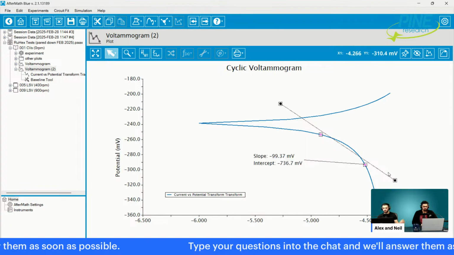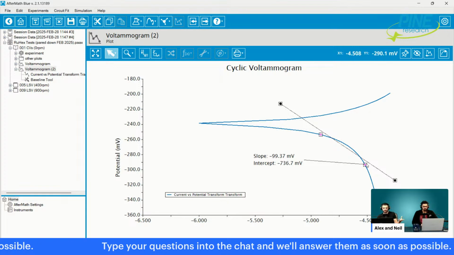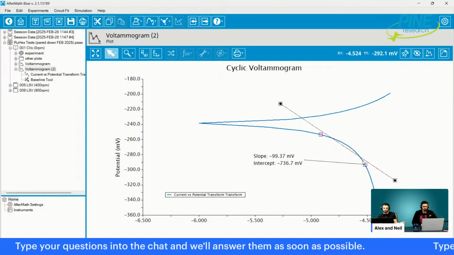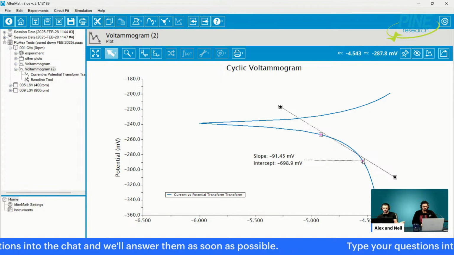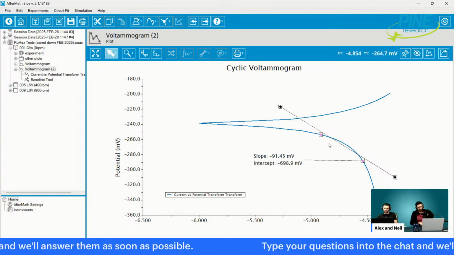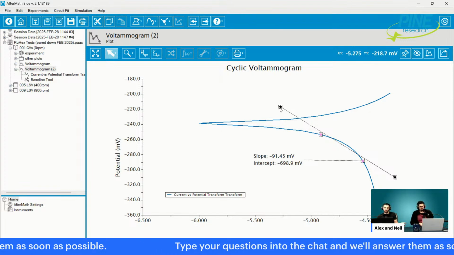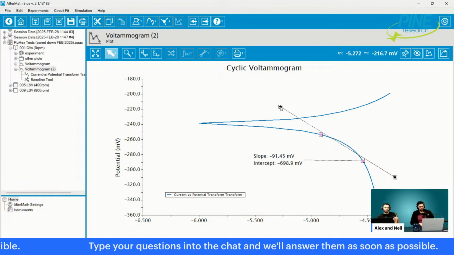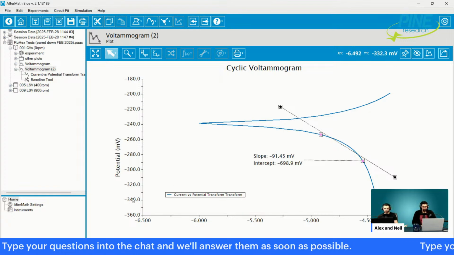All right, so anyway, let's just say this is where I take my Tafel plot, because those are the potentials at which I'm wanting to apply it. And it's like 90 millivolts per decade. So that would give me information about the symmetry factor or the number of electrons transferred or something like that.